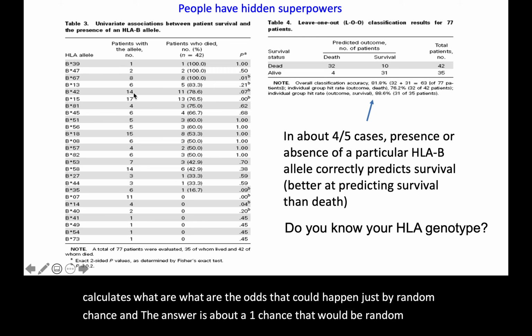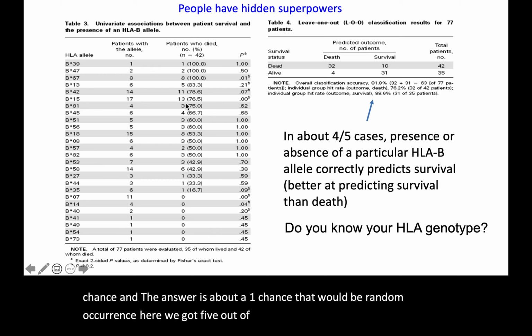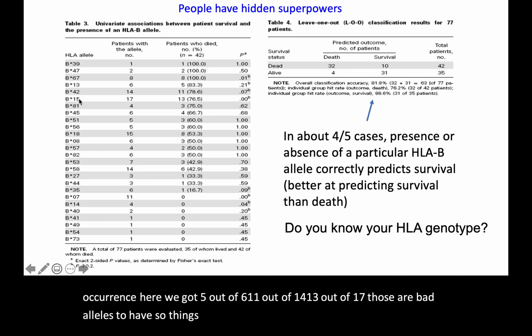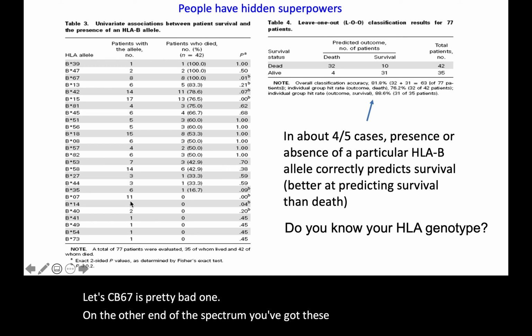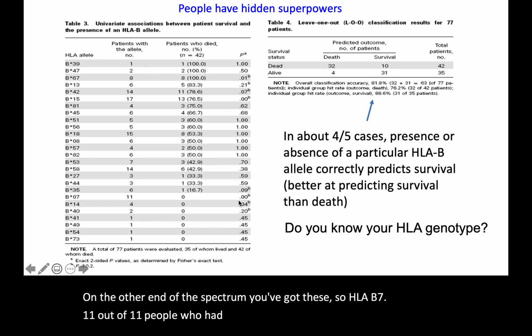Here we got 5 out of 6, 11 out of 14, 13 out of 17. Those are bad alleles to have. So things like HLA-B15 or B67 is a pretty bad one. On the other end of the spectrum, you've got these. So HLA-B7, 11 out of 11 people who had this did not die from Ebola virus.